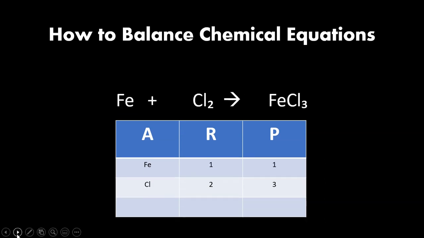I'm going to show you one more, and then I suggest pausing and seeing if you can work this one out on your own. So we have iron and we have chlorine as the atoms. We have 1 Fe in the reactant side, 1 Fe on the product. But if you look at Cl, we have 2 on the reactant side and 3 on the product. So you want to start by trying to balance out the chlorine. So this is a point that I would encourage you to pause it and try to figure it out on your own.